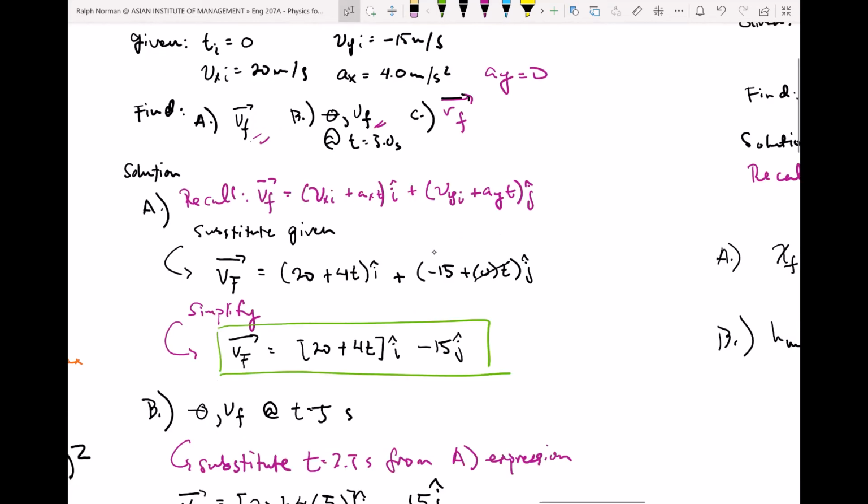Now, you substitute what's given, and you would have this particular equation. Simplify it, and you would yield this expression.